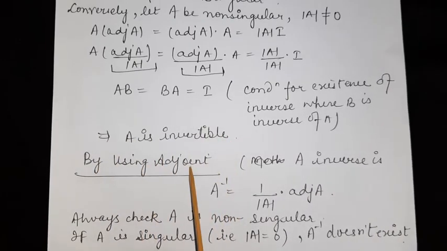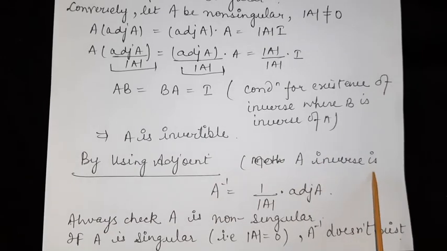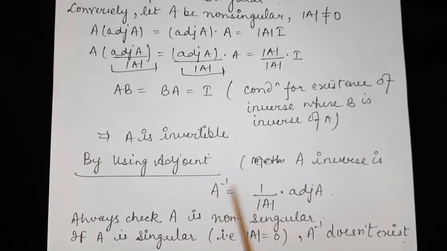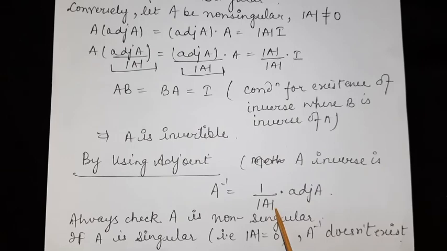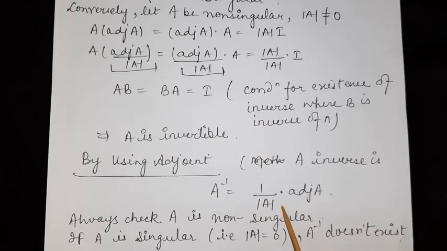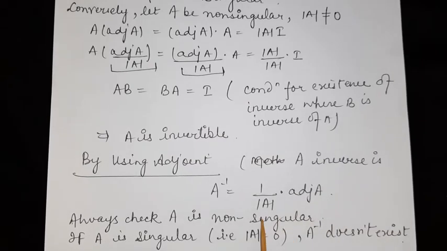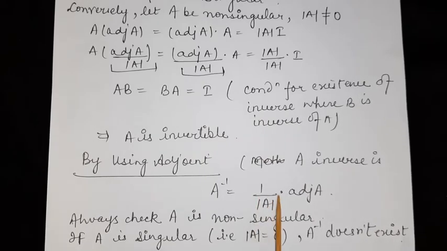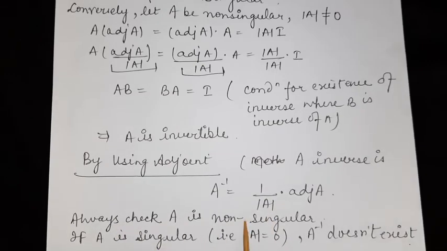Now by using adjoint, this is also another method for finding inverse of A, that is, A inverse is given by adjoint A upon determinant of A. We have already learned the method of finding the inverse of a matrix by using elementary operations, and this is our another method now, that A inverse is nothing but adjoint of A upon determinant of A. But the important thing here is that in order to apply this method, we always need to check that determinant of A should be non-zero, which means that always check A is non-singular.